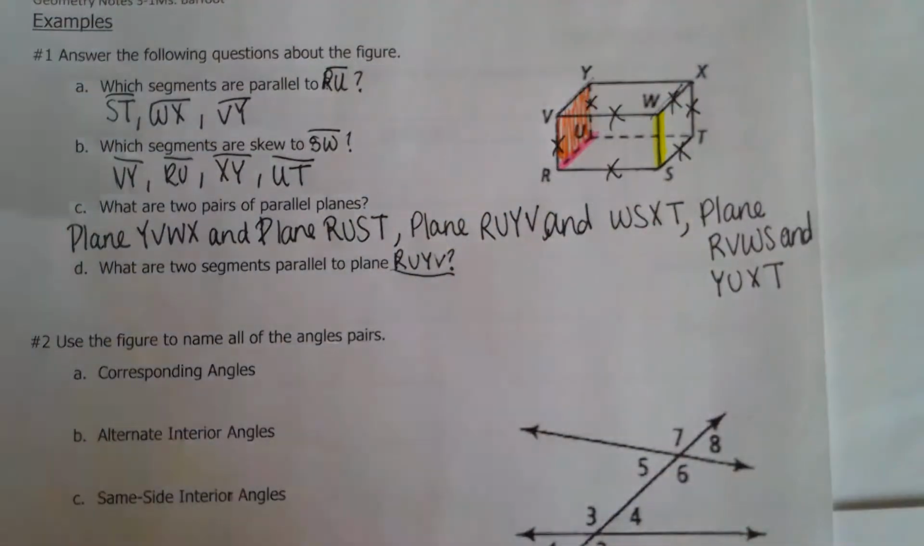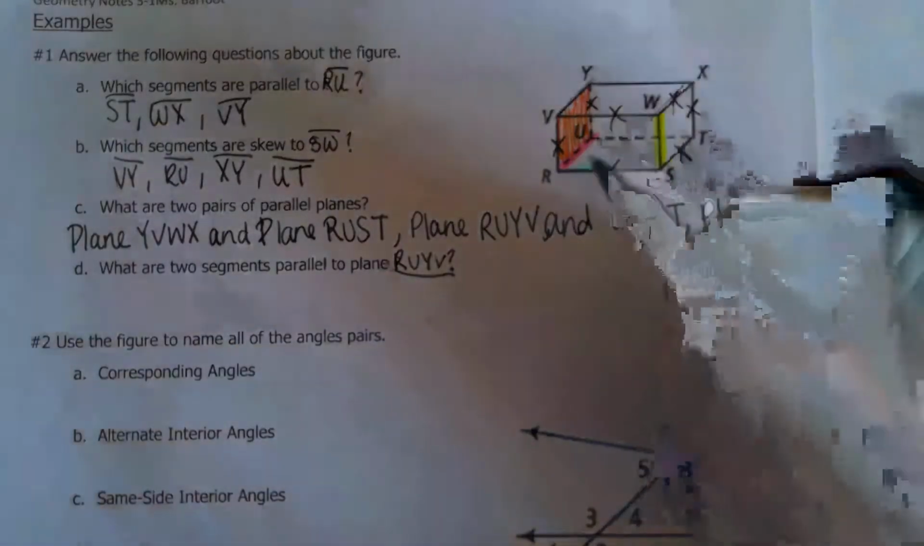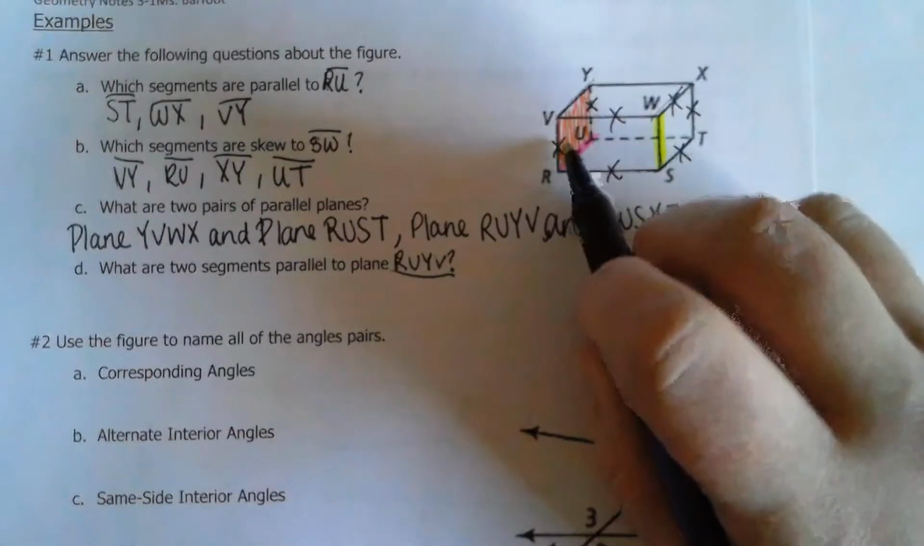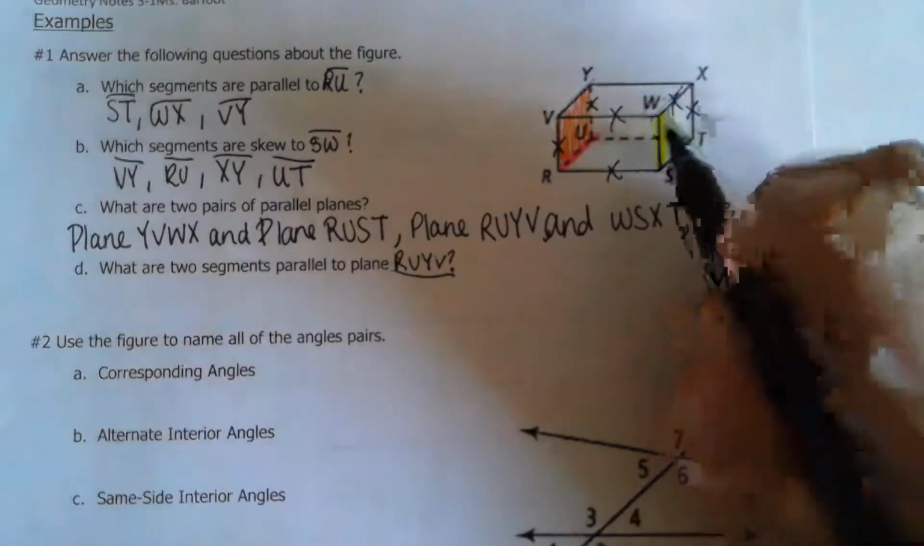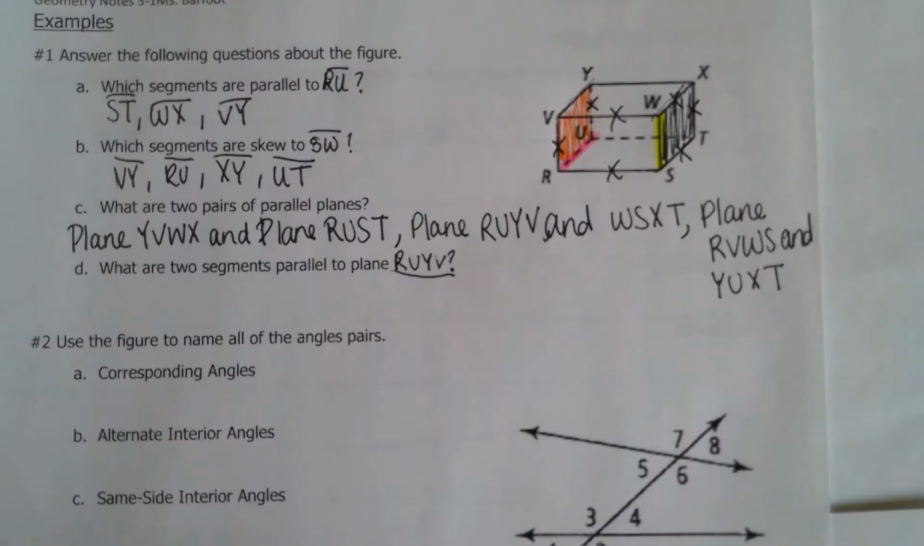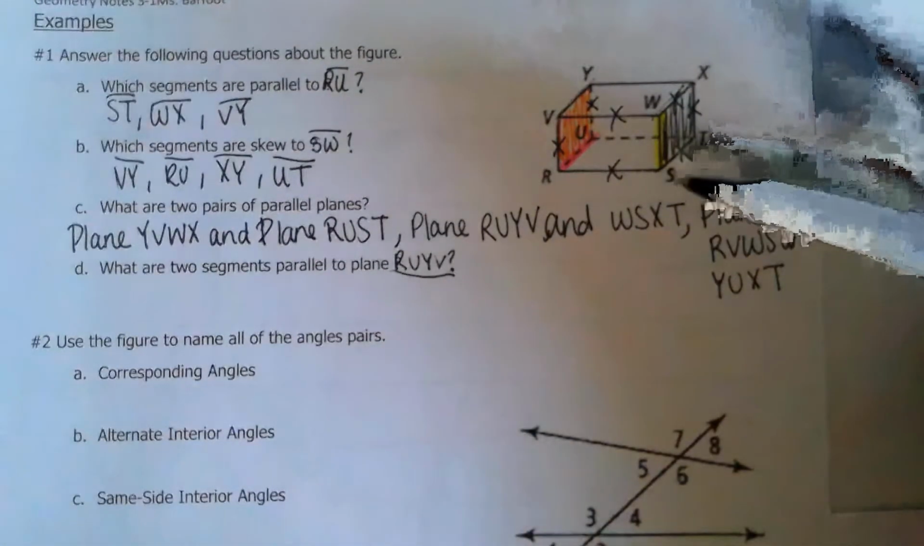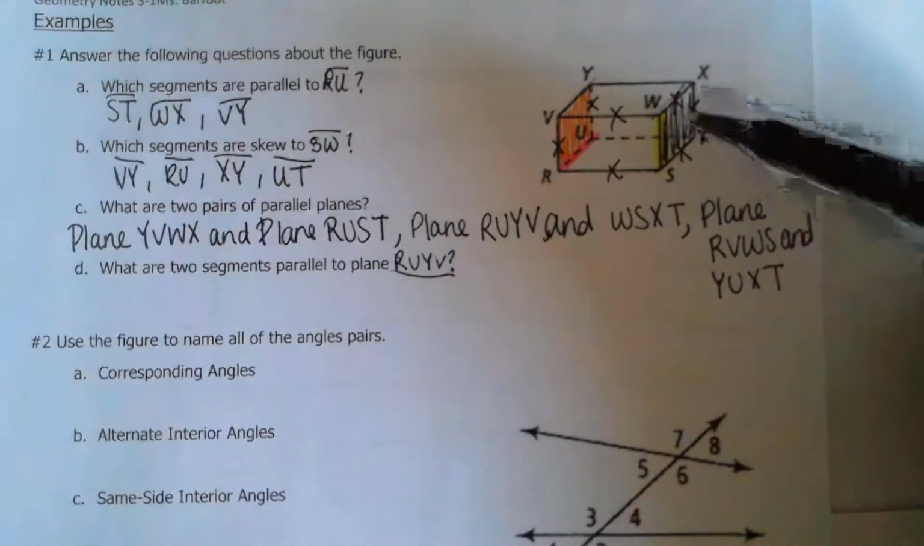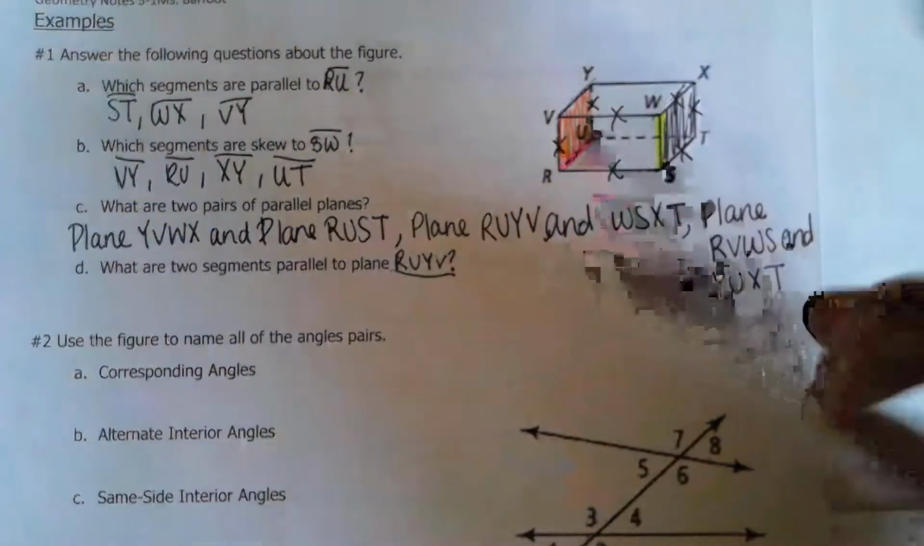is that left side. So we're going to look for segments that are parallel to that side. Okay, to look at parallel objects, you'd want to go to its parallel plane, which is going to be this side right here. Now, if you're wanting to answer a problem like D, where you're trying to name segments parallel to this plane over here, you just want to name any segments that are on that plane, because any segments that are on this plane will be parallel to this plane.